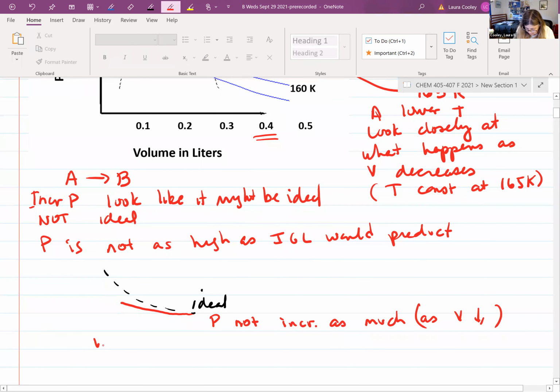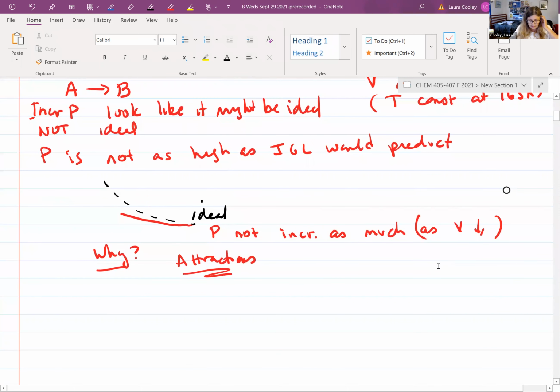And why is that? Well, that's because you have some attractions going on here. These, like I said, are relatively small molar volumes, and I'm going to actually calculate that a little bit later. I'm going to do an example a little bit later. But anyway, so it's not quite ideal there. But now let's see what happens. This is what I really want to look at for now, is what happens at point C, okay?